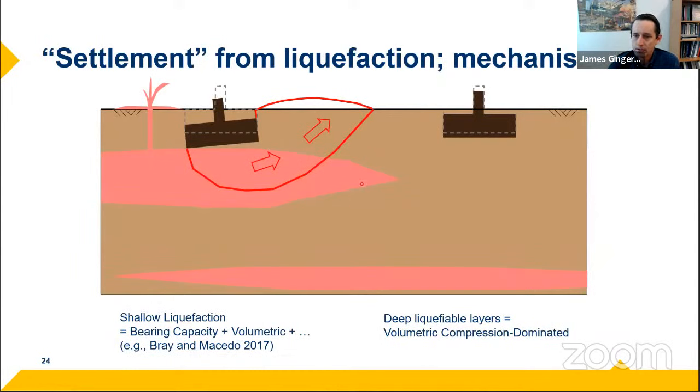So settlement from liquefaction. We talk about these mechanisms that we need to design for. We can have bearing capacity. We can have settlement due to bearing capacity loss. We can have settlement due to the reconsolidation, consolidation compression of the liquefiable soil at depth. And we need to account for both of these mechanisms.